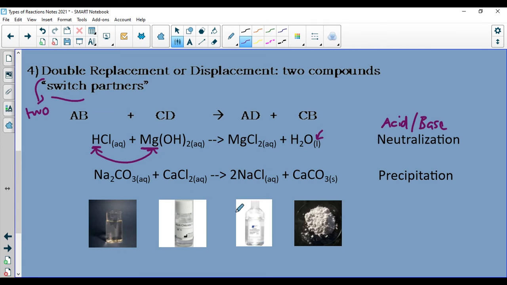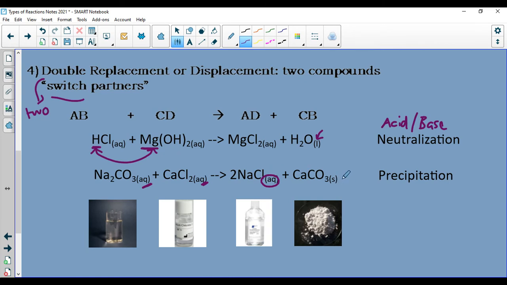Another type of reaction is called precipitation. Now here I have sodium carbonate reacting with calcium chloride. Notice both aqueous solutions. In the pictures here, you can see that they are both clear solutions. When they react and they're placed together, one of the products is NaCl, sodium chloride, but that remains aqueous. So technically, those ions didn't really change.